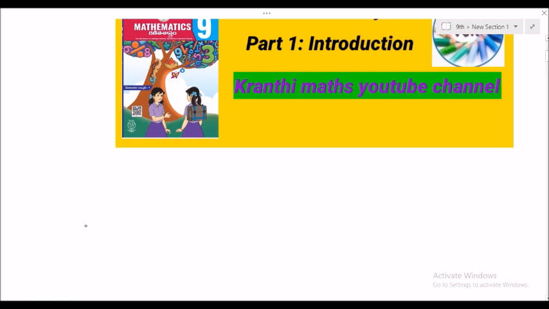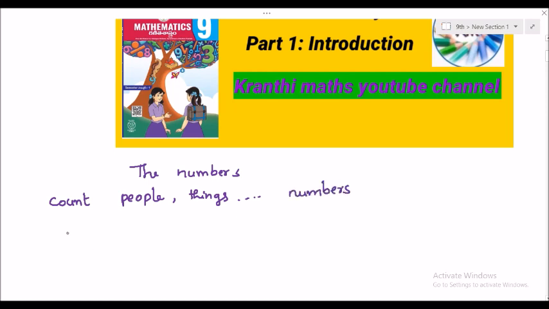What are numbers? The numbers which we use to count people, things, and etc. are called numbers. What are those which we use to count?